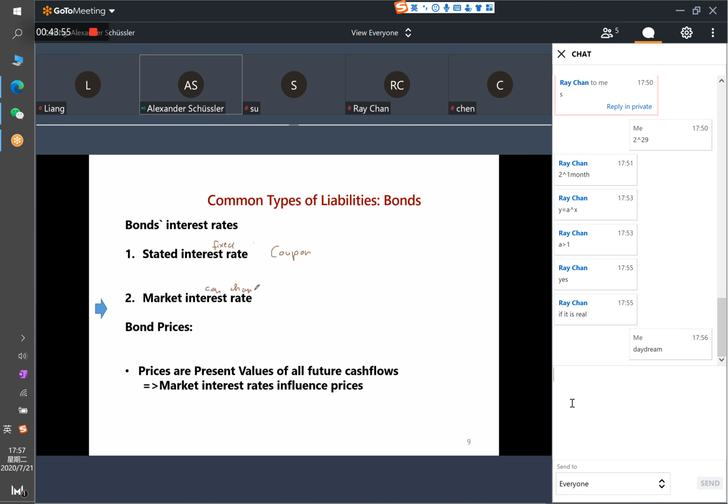And you have to know that prices or values are the present values of all future cash flows. To calculate the prices, the present value, you have to discount all the cash flows with the interest rates, and the relevant interest rate is the market interest rate. But we will come to that tomorrow. We will talk about that in more detail tomorrow.